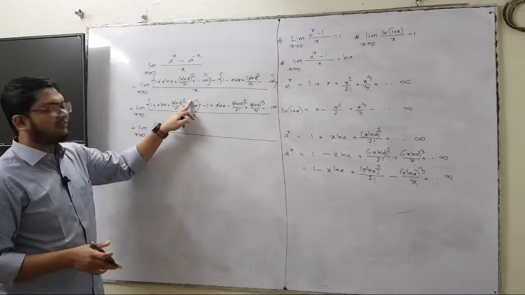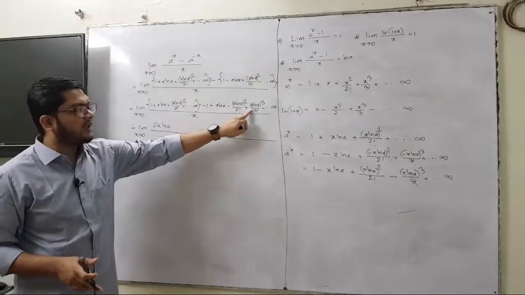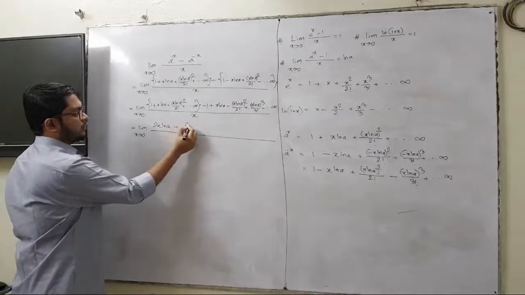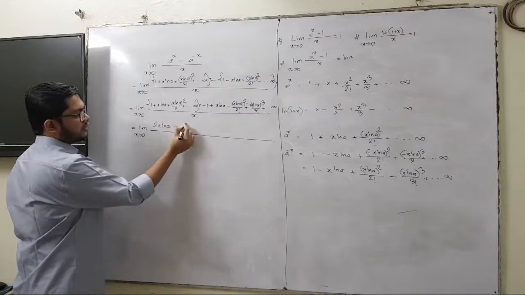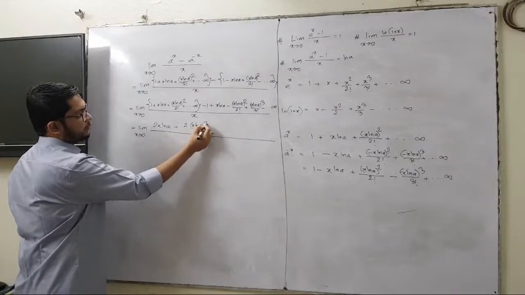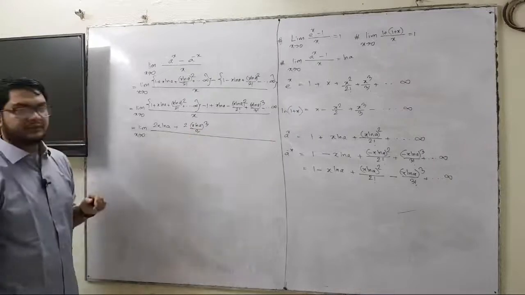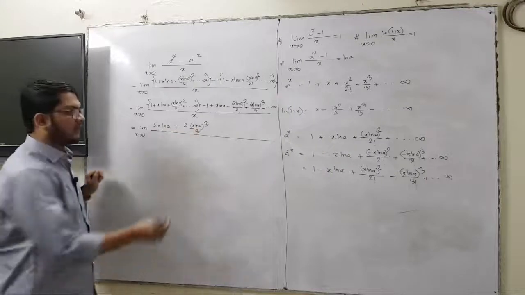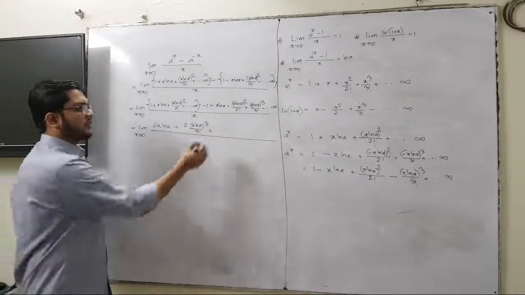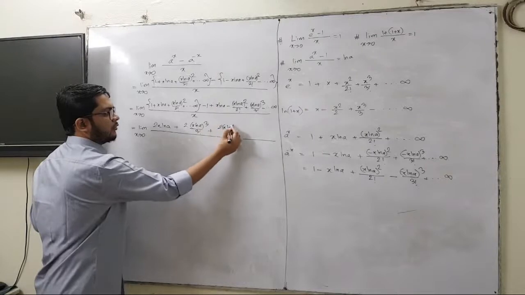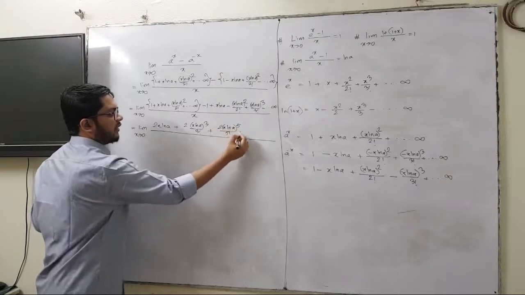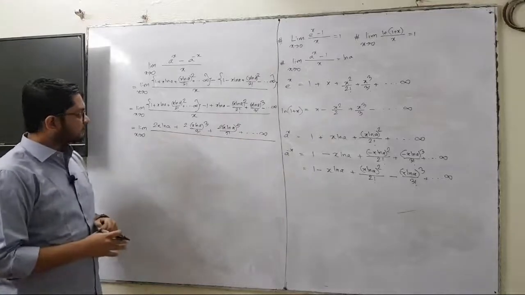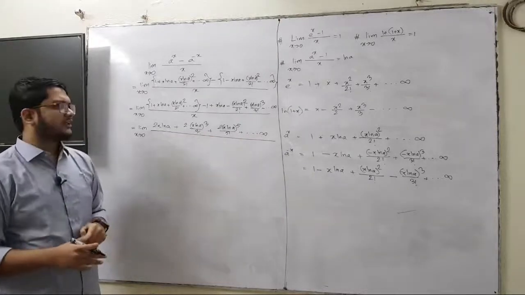And then here you have (x ln a) whole cube by 3 factorial, you have another (x ln a) whole cube by 3 factorial. Both are positive. So it will be plus 2 times (x ln a) whole cube by 3 factorial, right? And then the next term will be 2 times (x ln a) whole to the power 5 divided by 5 factorial all the way to infinity. I hope you understand, right? You just cancel out the terms which are of opposite signs.